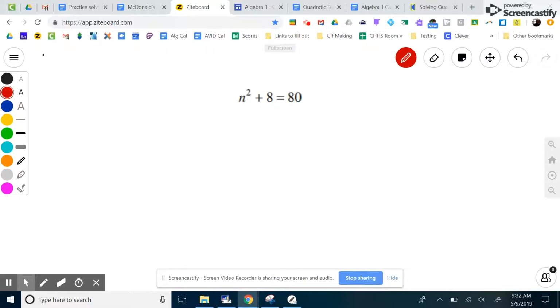So we've got n squared plus 8 equals 80. The first thing I notice is I have no plain old n, but I do have an n squared. So what that means is I'm going to try to solve using square root. So I'm going to solve using the square root.